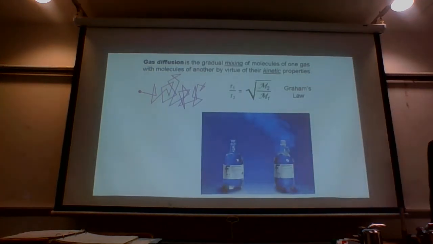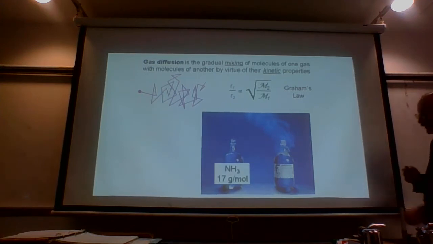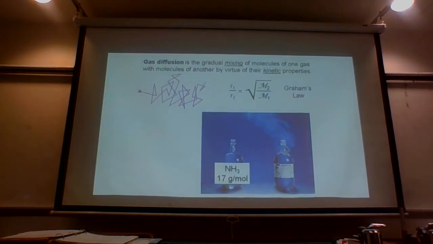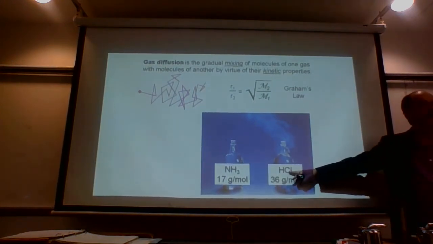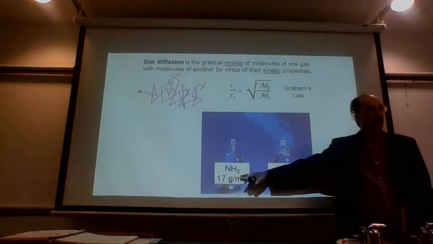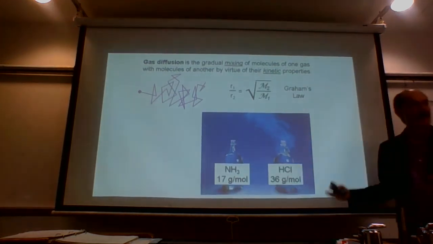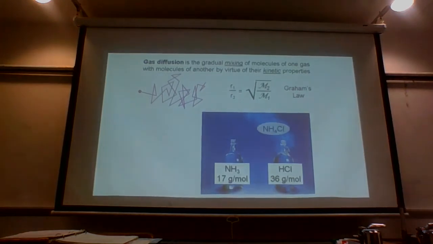Here is a picture. So I have here on the left is ammonia, which has 17 grams per mole, and on the right I have HCl, which is 36 grams per mole. In other words, HCl molecules are bigger than ammonia molecules. When they combine, they form a product, which is ammonium chloride. You recognize that as an ionic compound, and therefore, what physical state would it be in? An ionic compound.